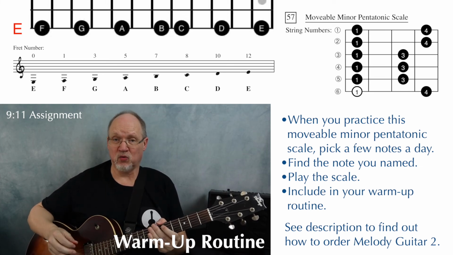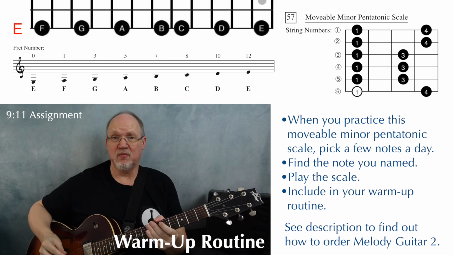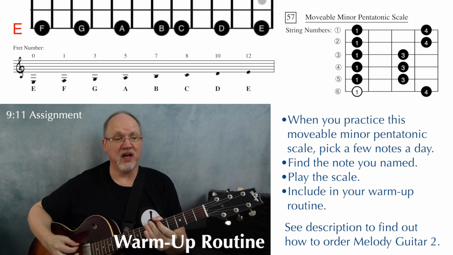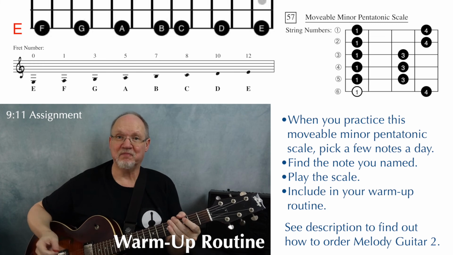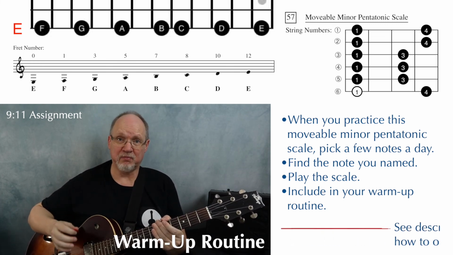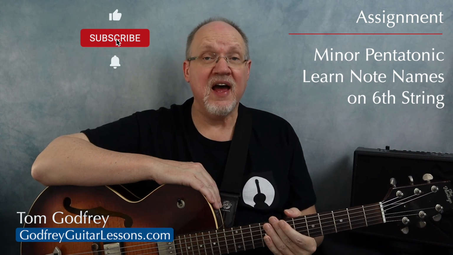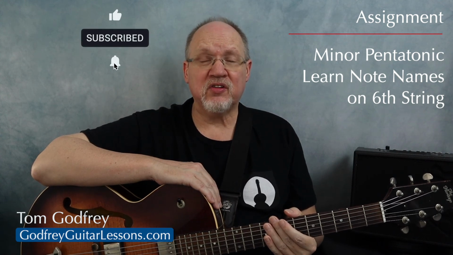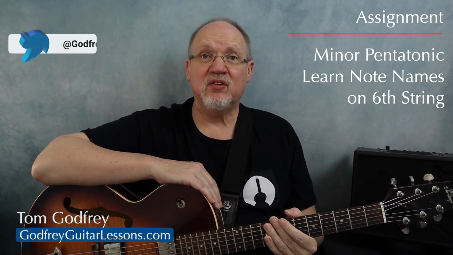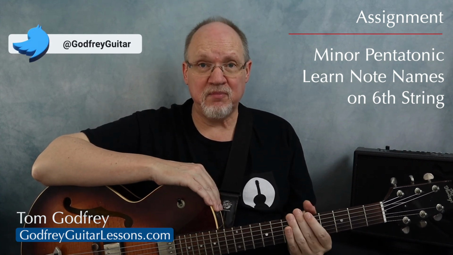We've already established a warm-up that involved the last speed booster from Melody Guitar 1, the chromatic exercise from Melody Guitar 1, and the E minor pentatonic scale from Melody Guitar Book 1. Now I'd like you to add these movable minor pentatonic scales into your routine. Your assignment is to add the minor pentatonic scale to your warm-up routine and to learn the names of the notes on the 6th string. You don't have to know how to read those notes yet. The important thing right now is just to name those notes.